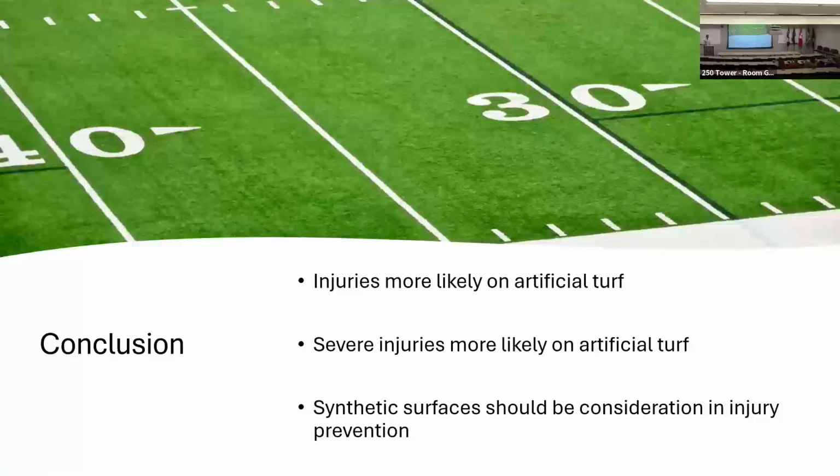So what did the authors conclude? They said that injuries were more likely to occur on artificial turf. And not only that, severe injuries were more likely on artificial turf, and that synthetic surfaces should be a consideration in any discussions or thoughts about future injury prevention.